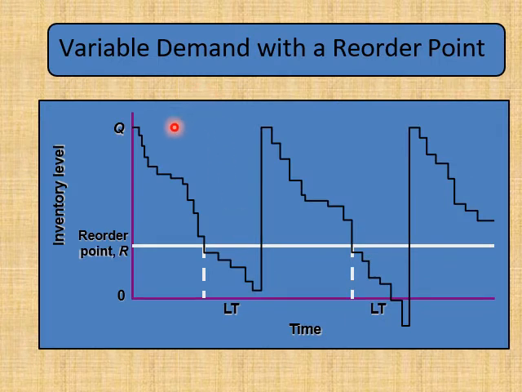Now we can see the sketch of inventory level against time. This is the variable demand with reorder point. The demand here is varying, not in linear motion. Here we will get the point where we reorder the quantities. This is the lead time, the time for maintaining the level or for purchasing the item.